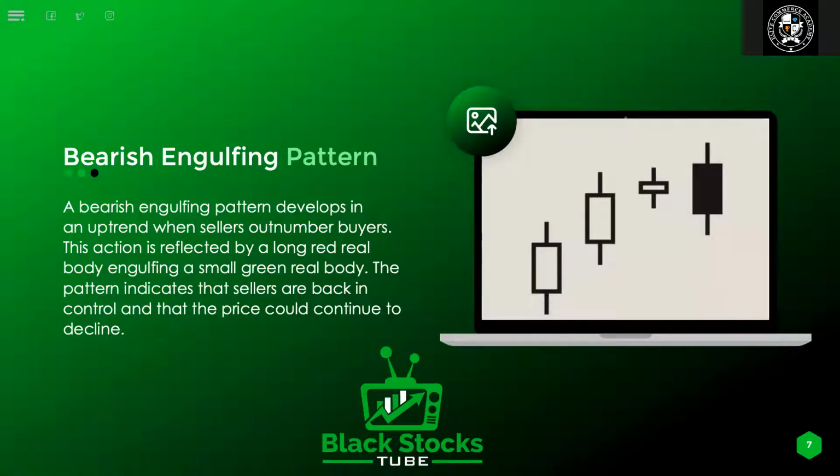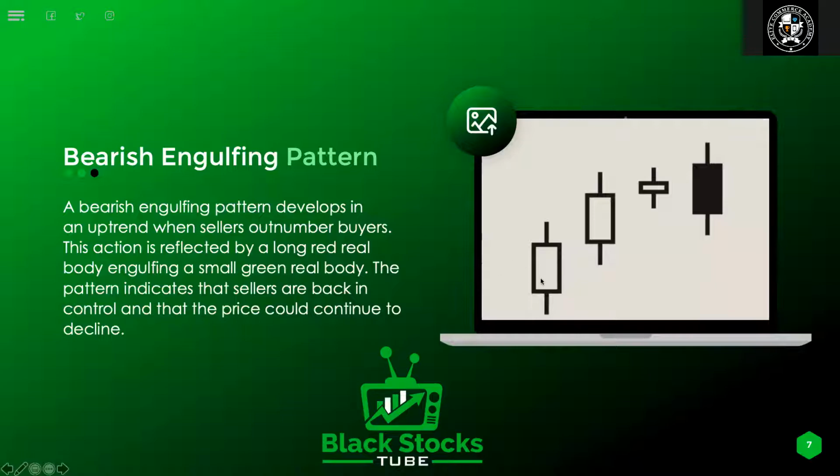Bearish engulfing pattern, okay? A bearish engulfing pattern develops in an uptrend when the sellers outnumber the buyers. This action is reflected by a long real red body engulfing a small green real body. The pattern indicates that sellers are back in control and the price could continue to decline.